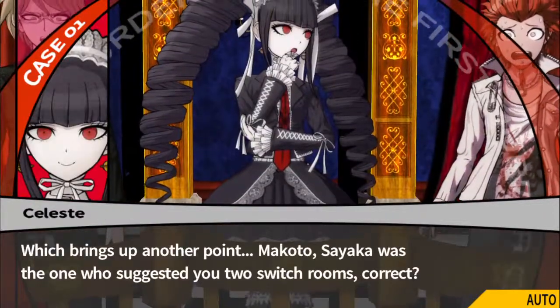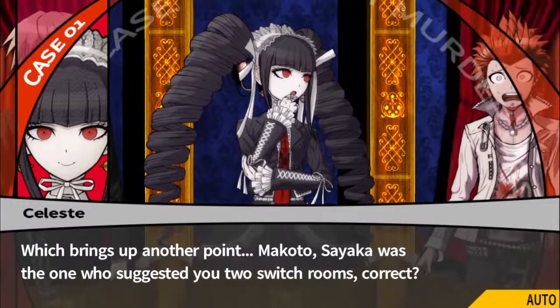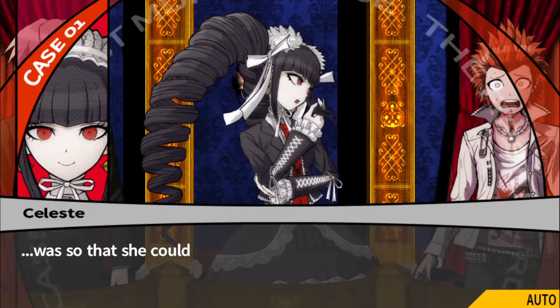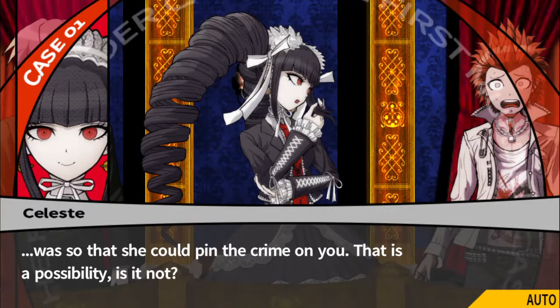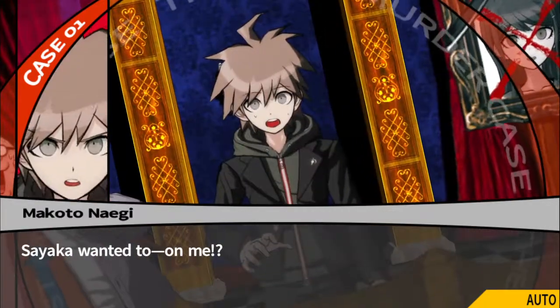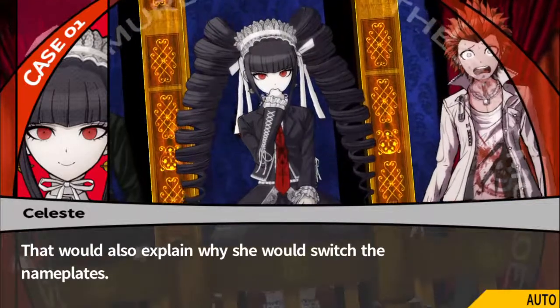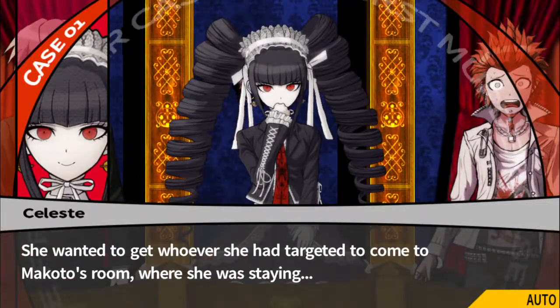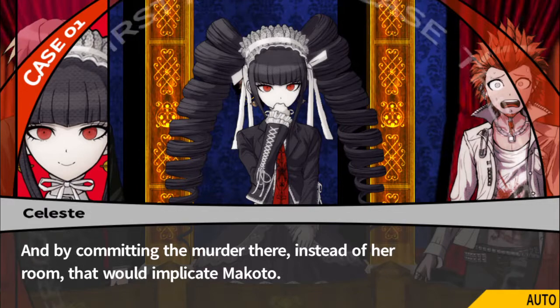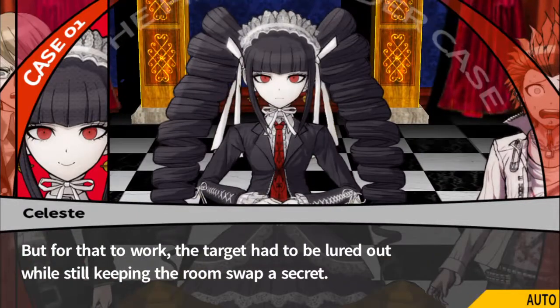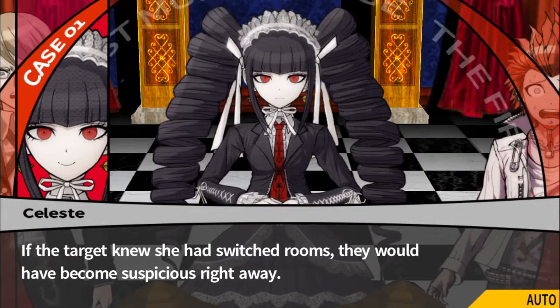Which brings up another point. Makoto, Sayaka was the one who suggested you two switch rooms, correct? Maybe the reason she wanted to switch rooms was so that she could pin the crime on you. That is a possibility, is it not? Sayaka wanted to... on me? That would also explain why she would switch the nameplates. She wanted to get whoever she had targeted to come to Makoto's room where she was staying. And by committing the murder there, instead of her room, that would implicate Makoto. But for that to work, the target had to be lured out while still keeping the room swap a secret. If the target knew she had switched rooms, they would have become suspicious right away.